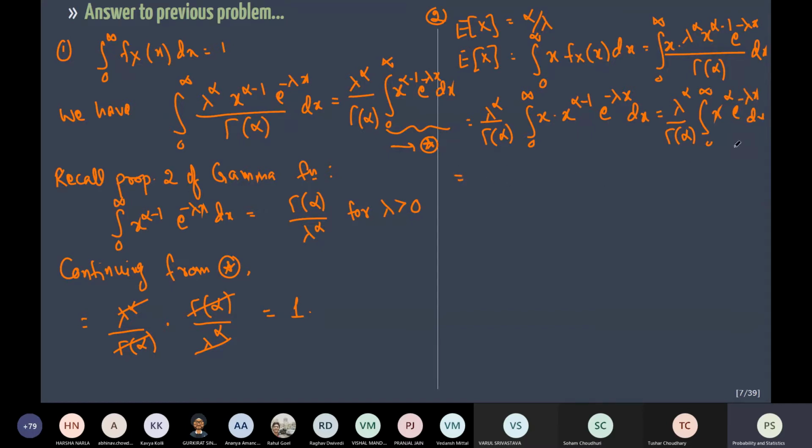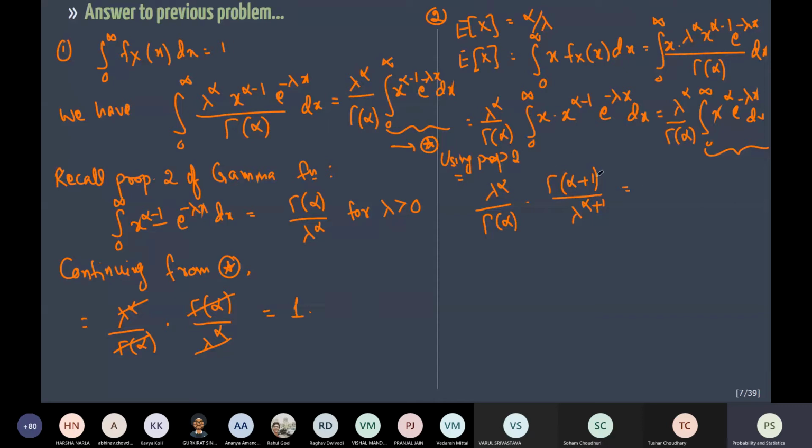So what is this now? Remember that if we use property 2 again, here it was alpha minus 1, so it became gamma alpha by lambda alpha, but here it's alpha. So it will be gamma alpha plus 1 by lambda alpha plus 1. Using property 2 of the gamma function, this is lambda to the alpha by gamma alpha, times gamma alpha plus 1 divided by lambda to the alpha plus 1.